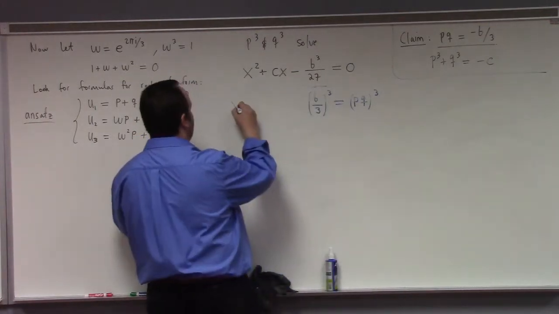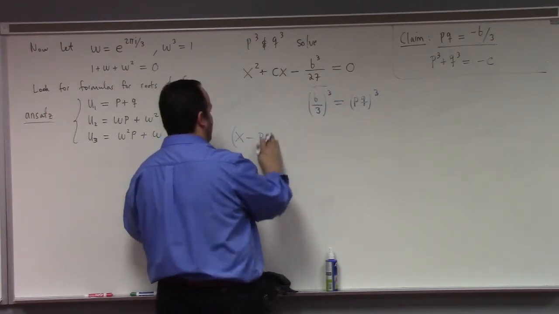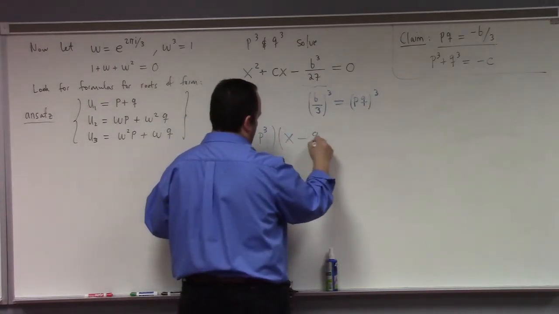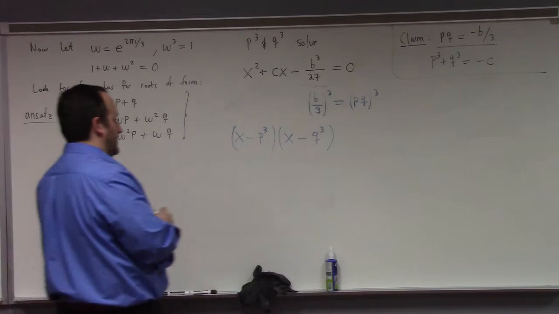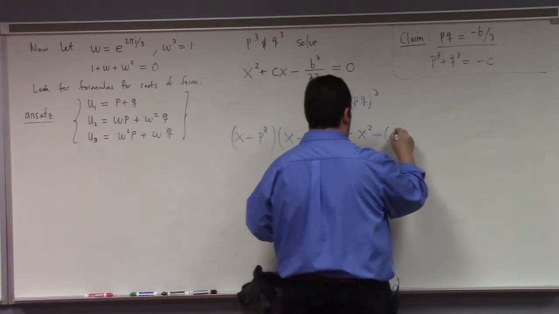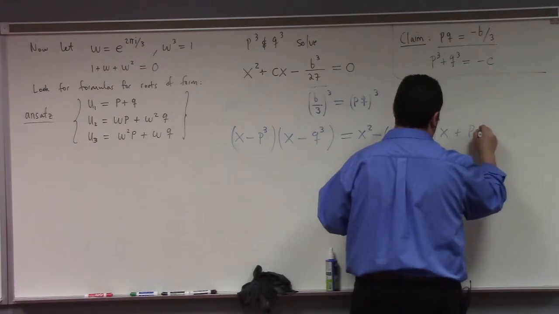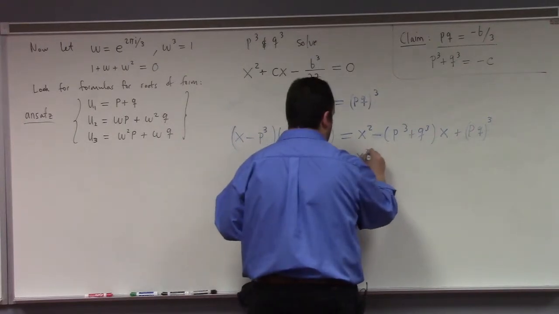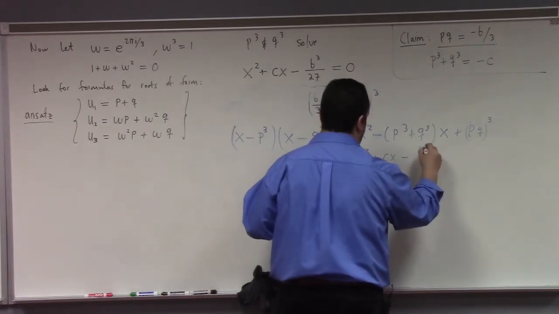x minus p, not all cubed, just the p is cubed. Oh, x minus p cubed. And then times x minus q cubed. That makes a lot of sense because that is x squared minus p cubed plus q cubed x plus pq cubed, which, like you just said, is x squared plus cx minus b cubed over 27. All right, great.